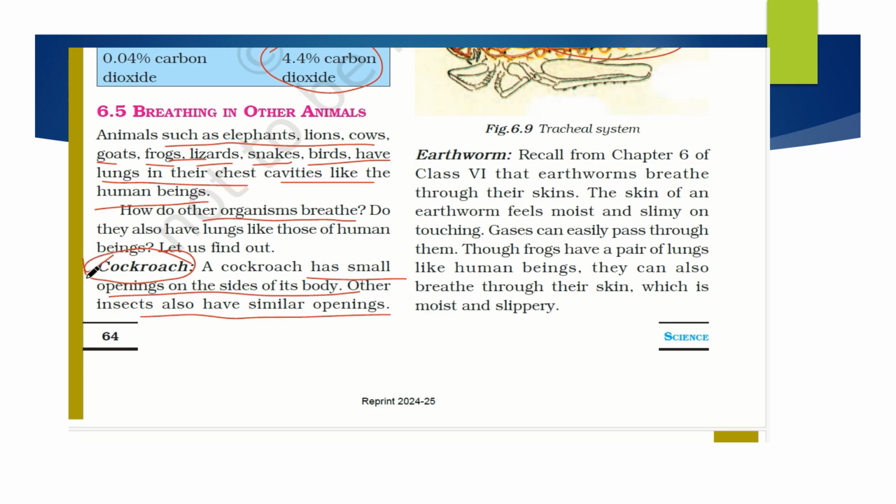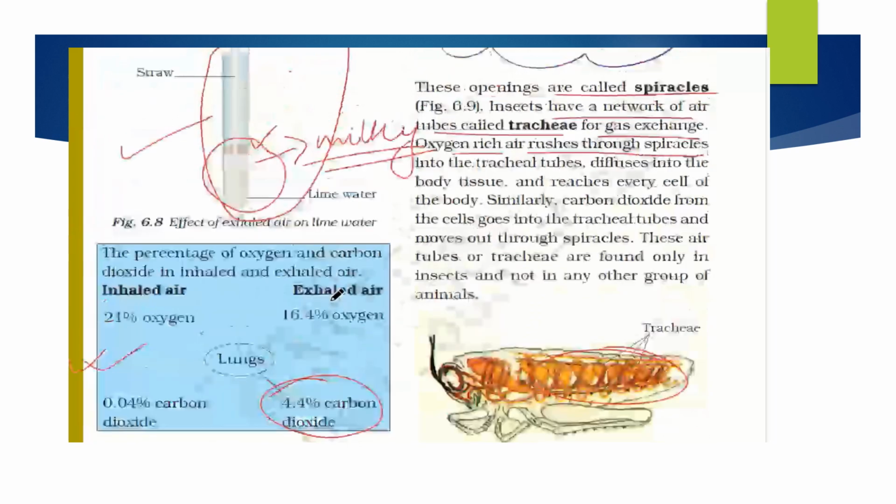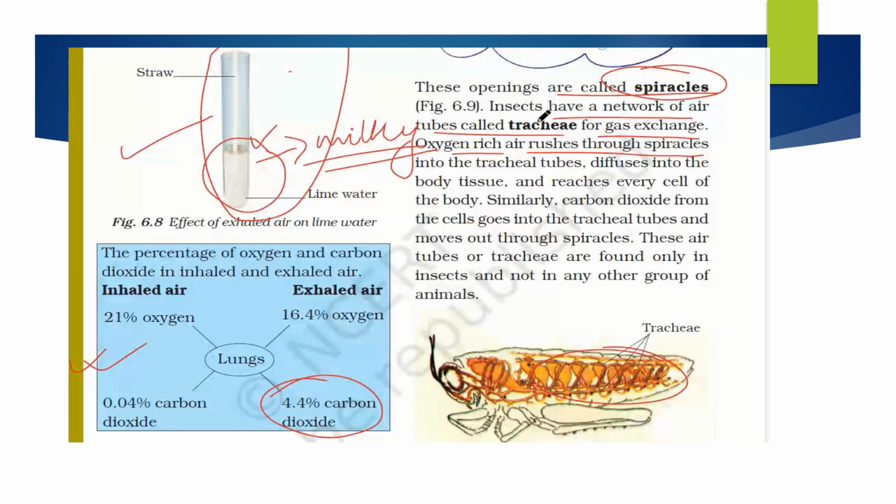Let us take the example of a cockroach. A cockroach has small openings on the side of its body. Other insects also have similar openings on the side of their bodies. These are called spiracles. All these insects have a network of air tubes called trachea for gaseous exchange. Oxygen-rich air from outside rushes into the spiracles and into the tracheal tubes, diffuses into the body tissue and reaches every cell of the body. So from the air, it first reaches the spiracles, and from the spiracles it enters the body through the trachea.